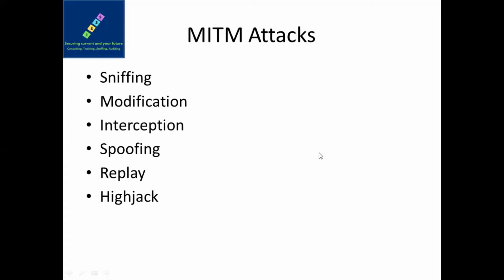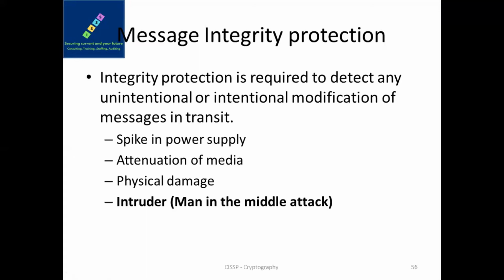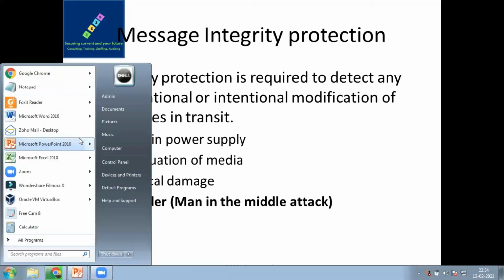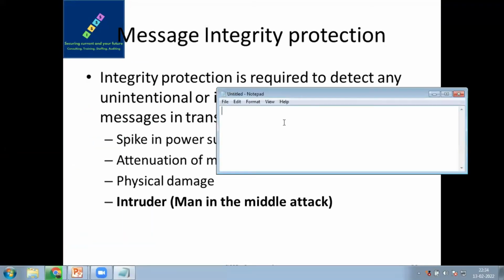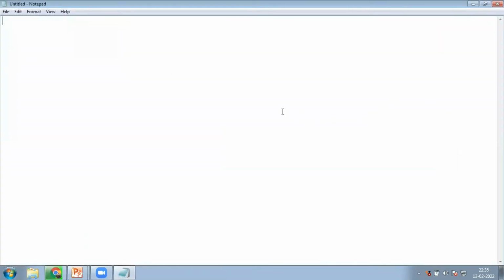Now, coming on to the man in the middle attack, let's have a look at that with an illustration, before we get on to message integrity protection. Now A has got a message, and A subjects the message to the hashing algorithm and receives a hash value. The message plus the hash value is sent to B.